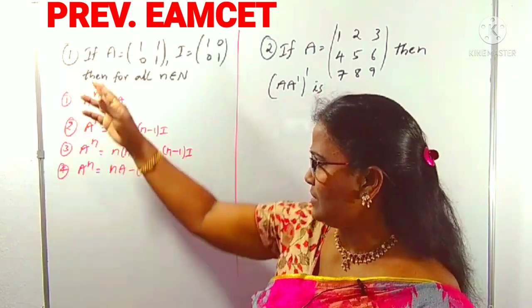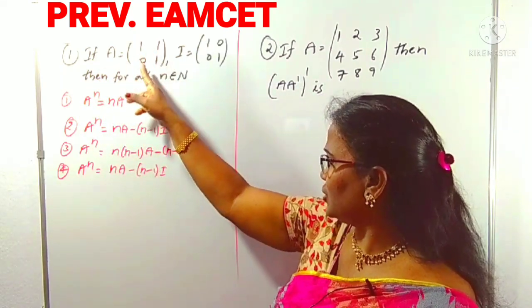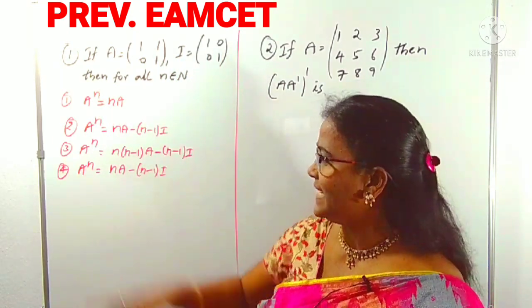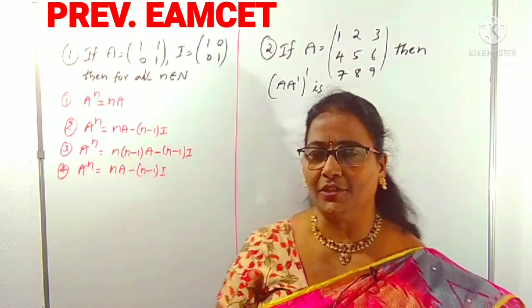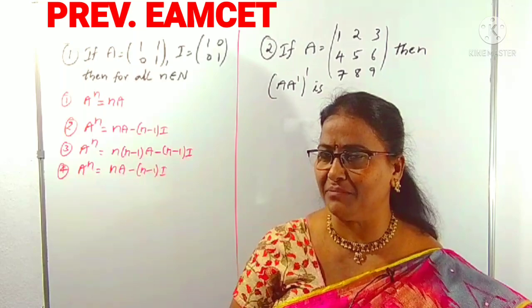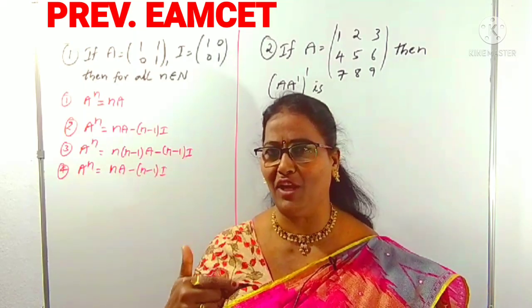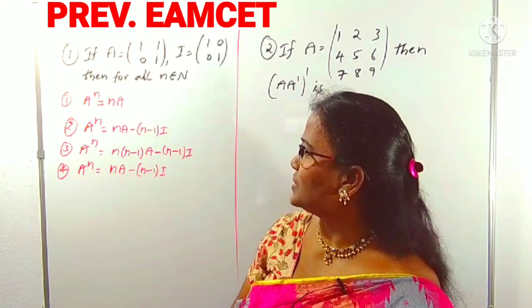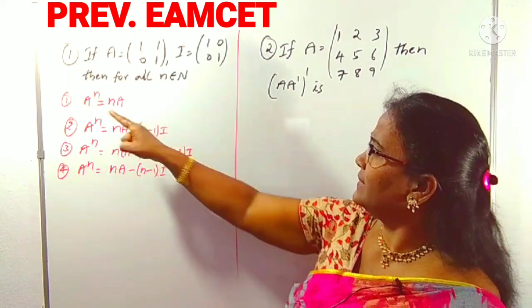Here in question number 1, if A is given as [[1,1],[0,1]] and I is given as [[1,0],[0,1]], then for all n belongs to N, which option is correct? We have to check it. Such type of questions we can verify by the induction method. Induction method means we can take n values like 1, 2, 3. First I am taking n is equal to 1.